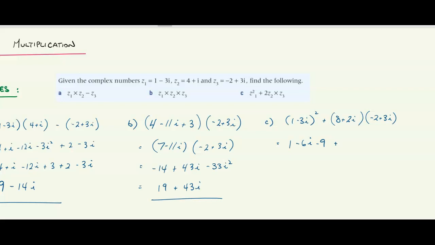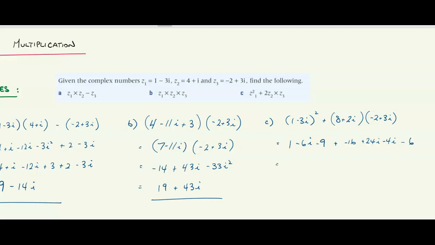Now I need to work out what I've got here. So I've got minus 16. I've got plus 24i. I've got minus 4i in here. And I've got plus 6i squared, with i squared being negative 1. So 6i squared being negative 6. Alright, so 1 minus 6i minus 9.